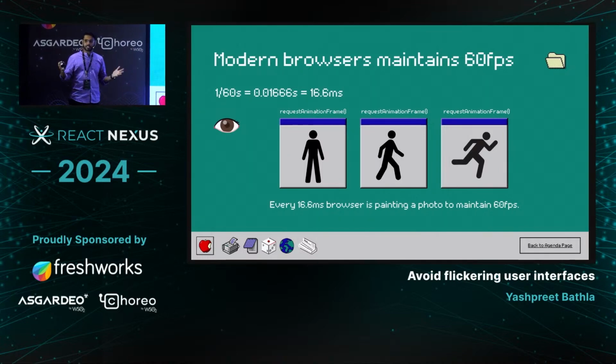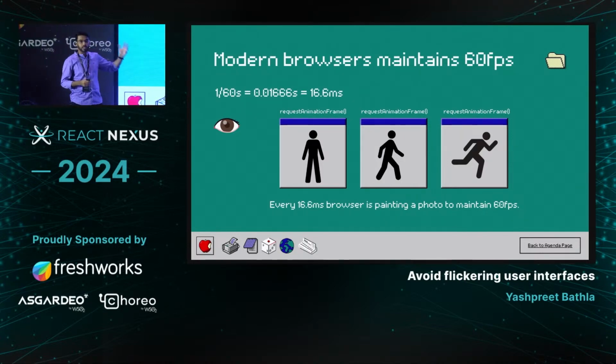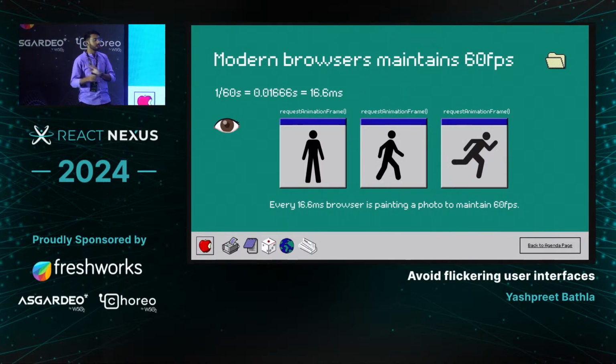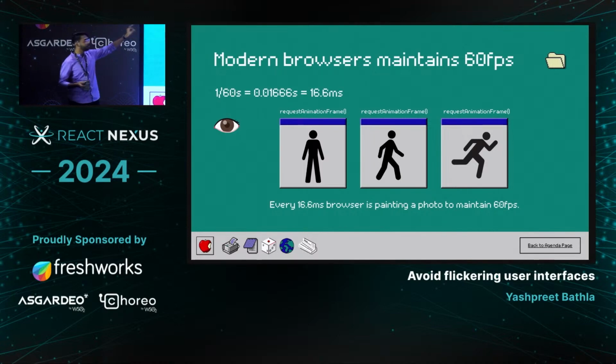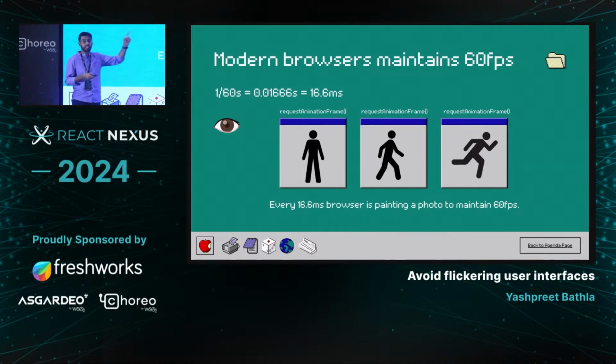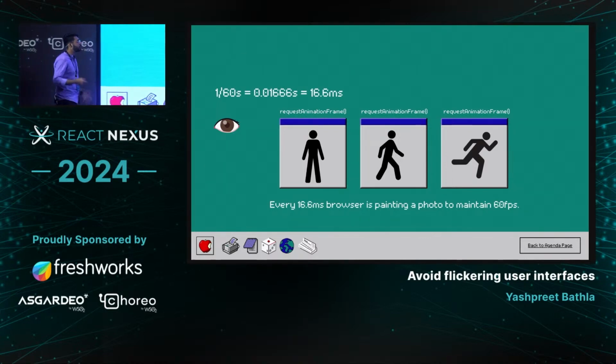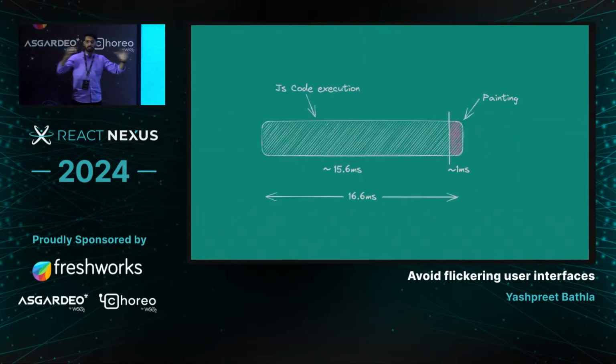What does 60 FPS mean? The basic meaning of 60 FPS is that it is painting 60 frames per second on the screen so that you can see a 60 frame per second motion. If you do some basic mathematics, for painting every frame to maintain 60 FPS, you need to paint in 16.6 milliseconds. The browser might be doing this behind the scenes to paint the video that we just saw. So let's see how this 16.6 milliseconds is broken down.